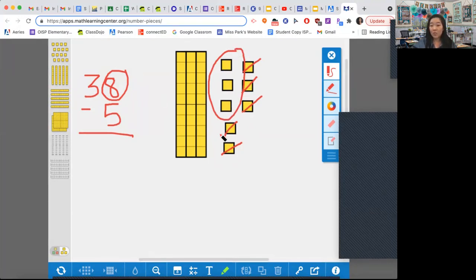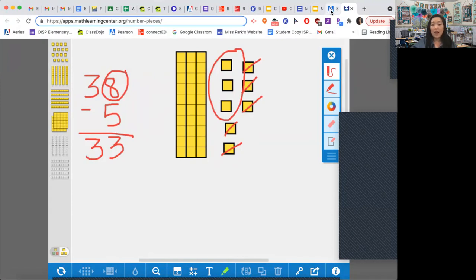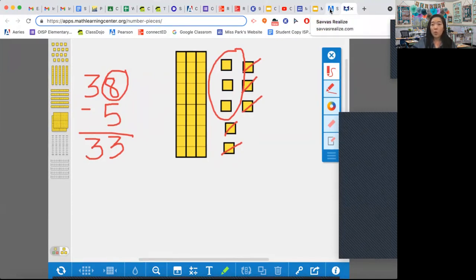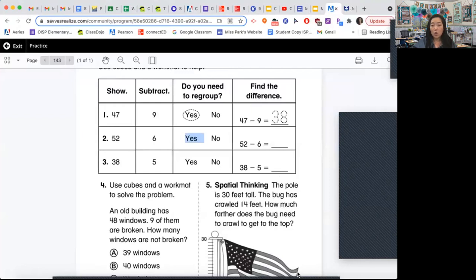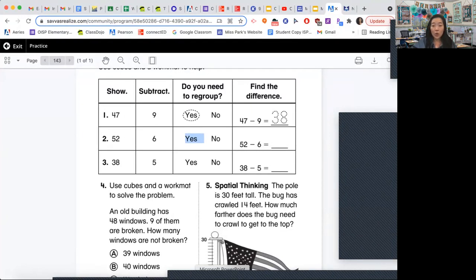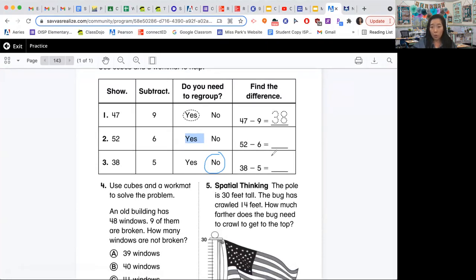What is 8 minus 5, boys and girls? 3. Very good. We did not need to regroup, so we keep the 10s. So how many 10s do we have? 3. So what is our total answer? Our total answer is 33. So 38 minus 5, did you regroup? No. More on top, no need to stop. You only need to write it one time, Nathan.